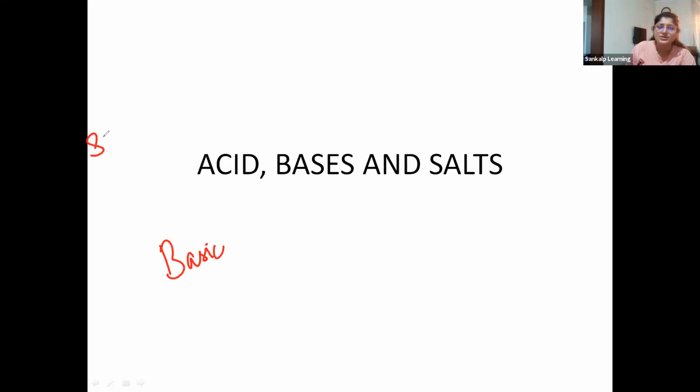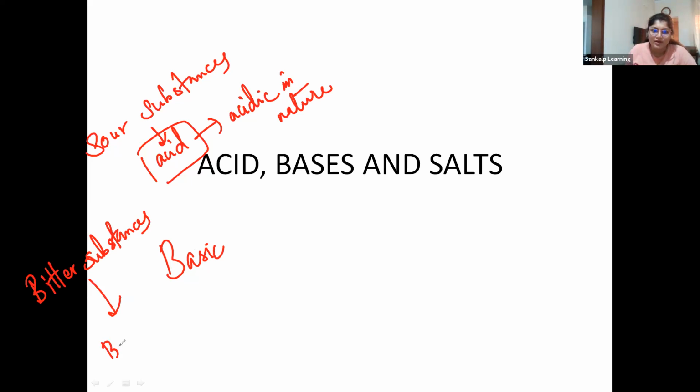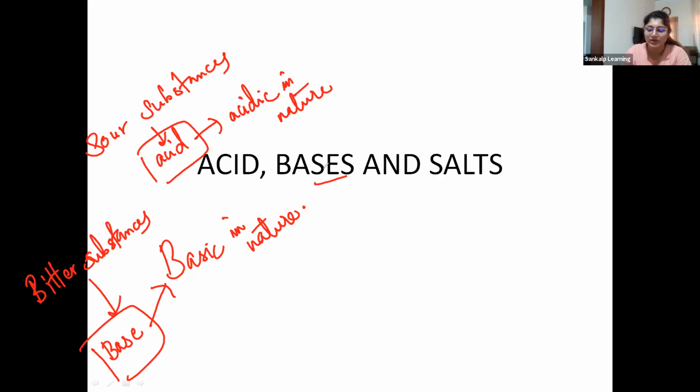So sour substances are acids. They are acidic in nature. And bitter substances are bases, and they are basic in nature. So this is about your base. So remember, the sour substances are acidic in nature, and the bitter substances are basic in nature.